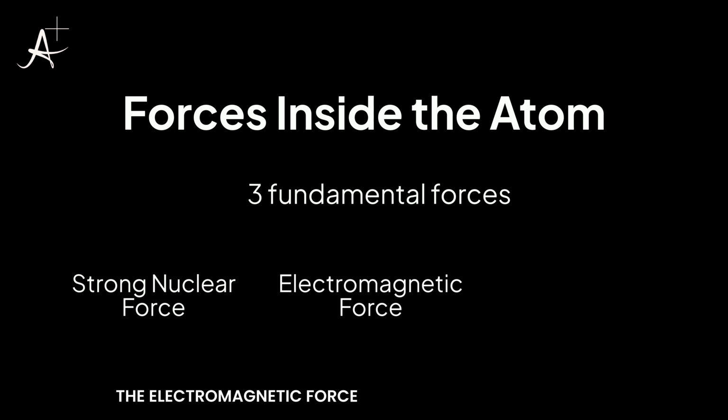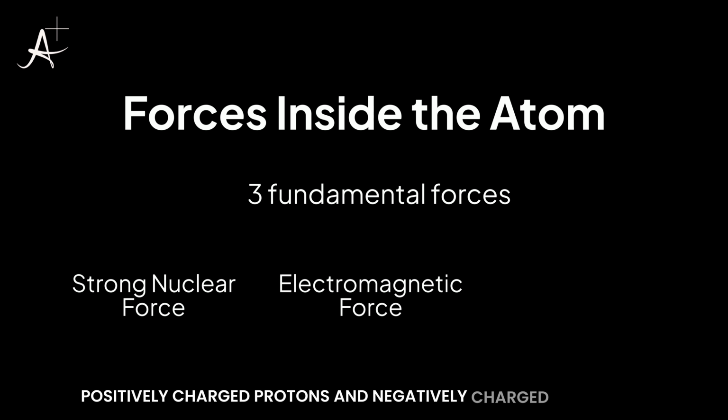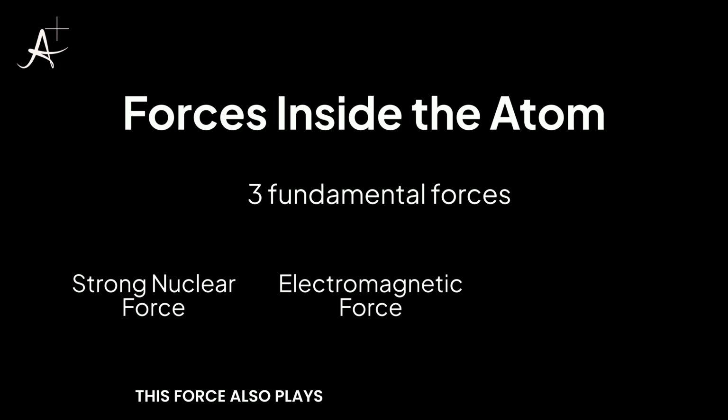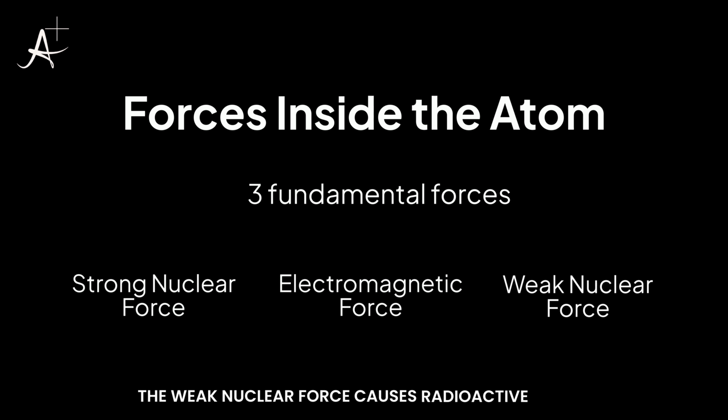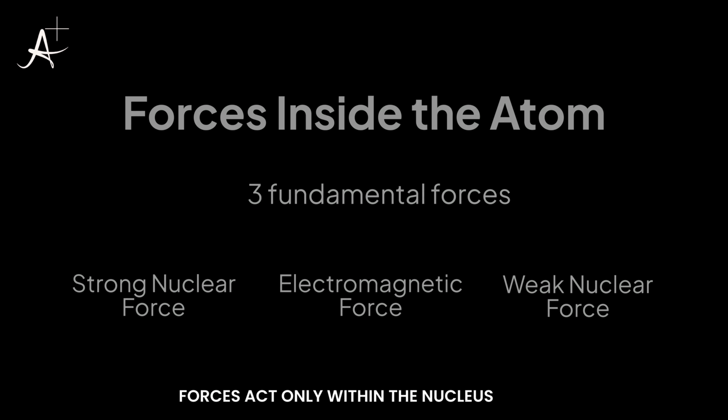The electromagnetic force holds the electrons in orbit around the nucleus by the attraction between the positively charged protons and negatively charged electrons. This force also plays a role in light and electricity. The weak nuclear force causes radioactive decay. This force allows particles to be ejected from the nucleus, which is a crucial process in nuclear reactions and changes in atomic structure. The electromagnetic force extends beyond the atom, affecting interactions between atoms, while the strong and weak forces act only within the nucleus itself.